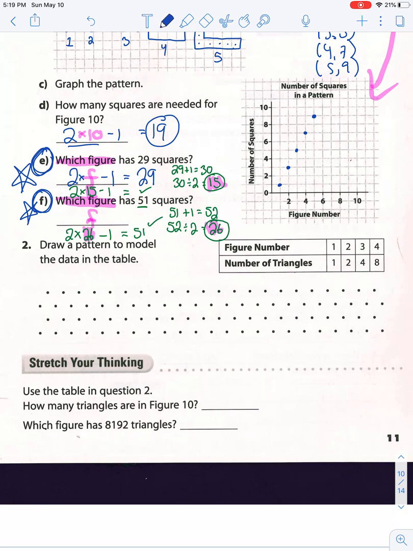Okay, so next is draw a pattern to model the data in the table. This one's actually quite easy. So here we have figure number 1 has 1 square. Figure number 2 has 2 triangles. Figure number 3 has 4 triangles. And then figure number 4 has 8. So 1, 2, 3, 4, 5, 6, 7, 8. There you go. That's all that it actually asks you to do. You didn't have to figure anything else out. So that one's pretty easy.